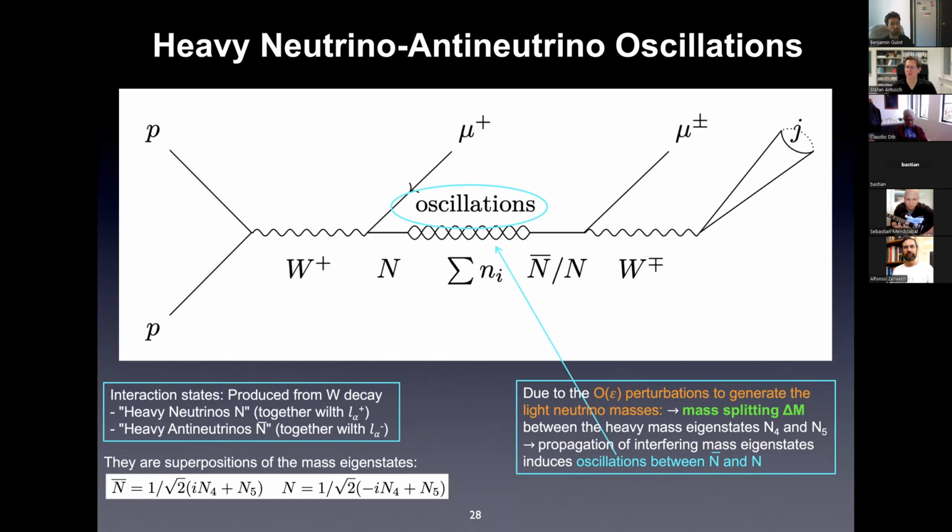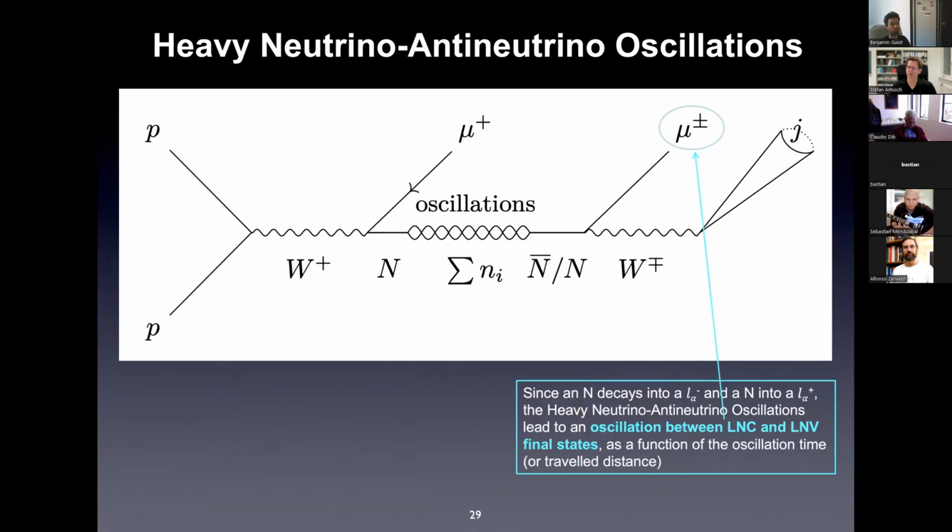Very similar to what you also know from meson and anti-meson systems, where you have the oscillations of B into B bar or K into K bar. So now they're going to be oscillating, and depending on the time that they live, they will be either in an N or in an N bar state or in a mixture of both.